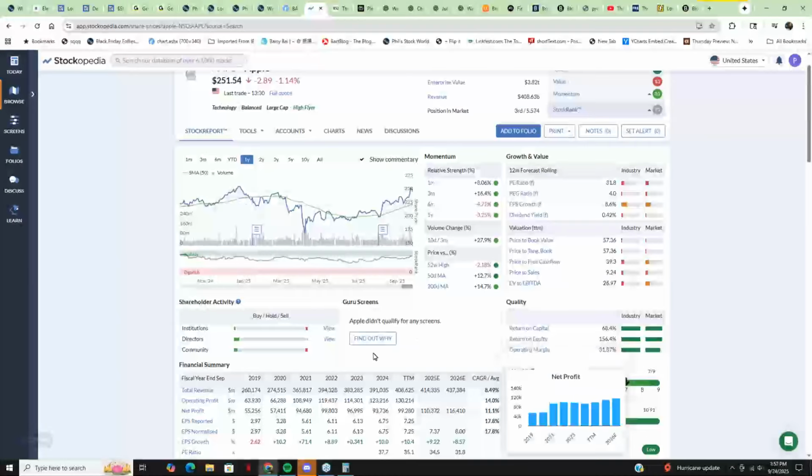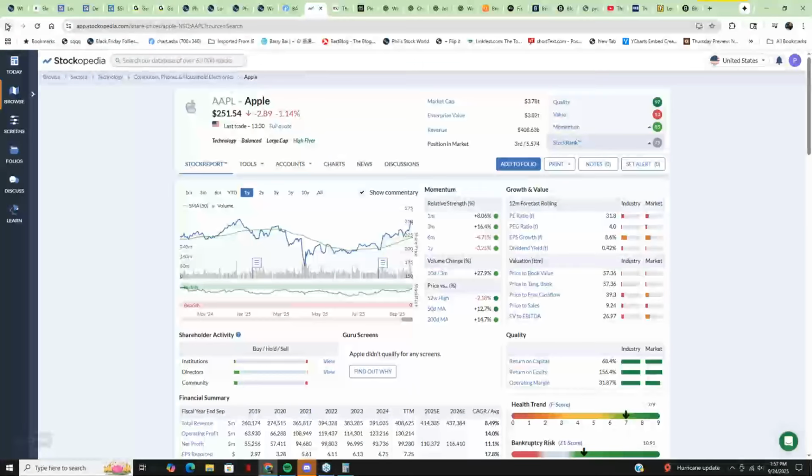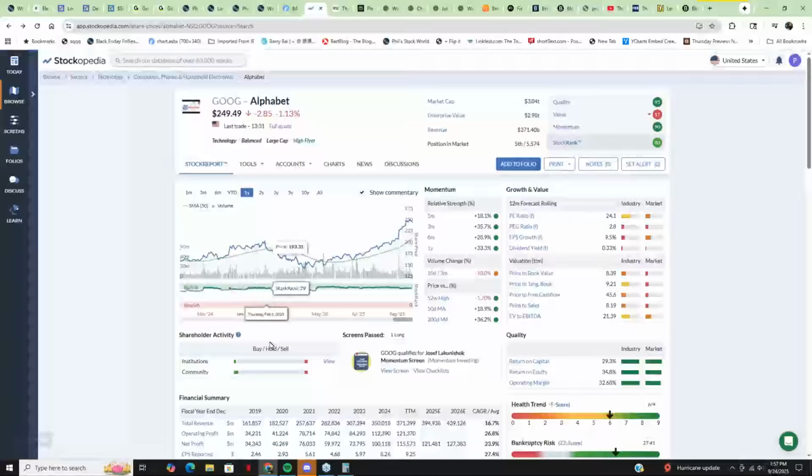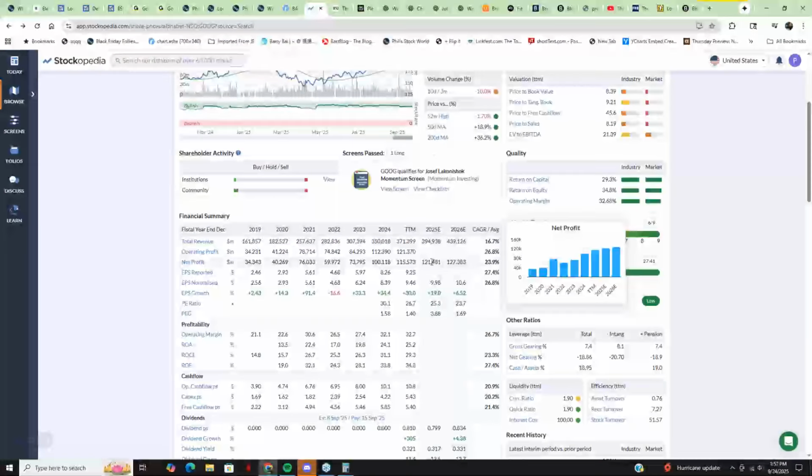Apple 110. Yep, Google went ahead of Apple. 121 billion. Okay, 121 billion dollars in profit. How many weeks are in a year? 52. So like $4 billion a week. They're getting close to $1 billion a day in profit.